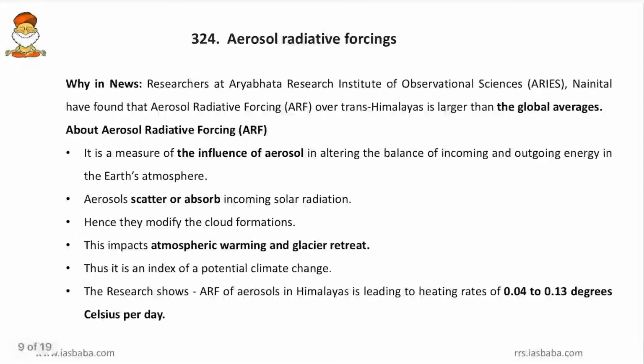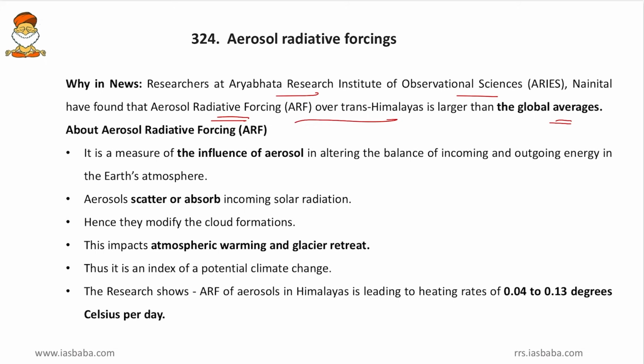Then come to the next, the aerosol radiative forcing. Friends, why was it in news? Because researchers at the Aryabhatta Research Institute of Observational Sciences, Nainital, have found that aerosol radiative forcing over the Trans-Himalayas is larger than the global averages. So there is a huge ARF over the Trans-Himalayas.